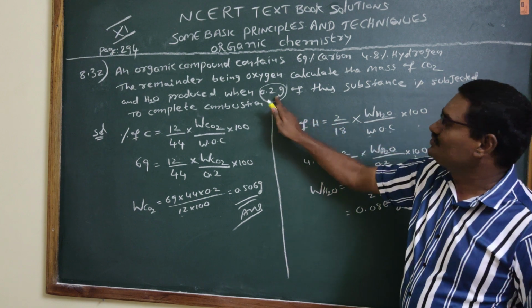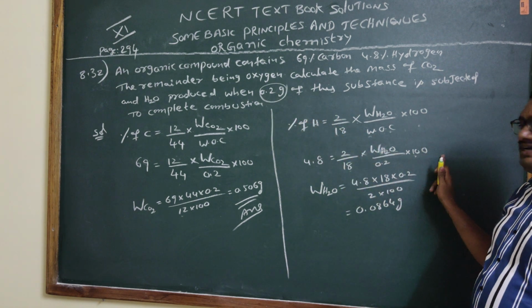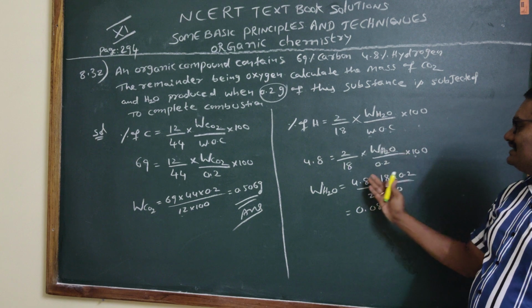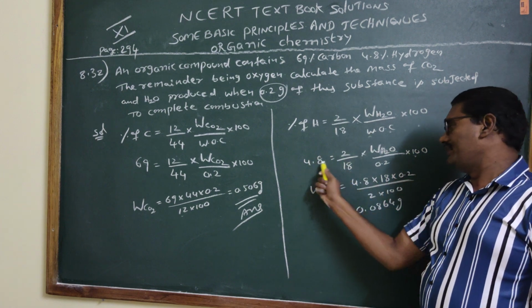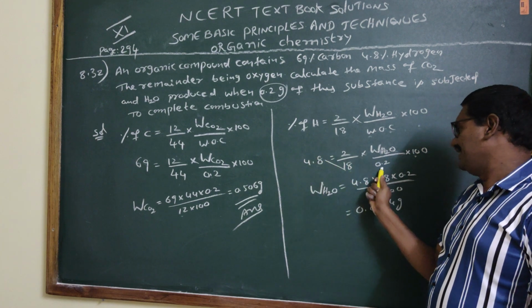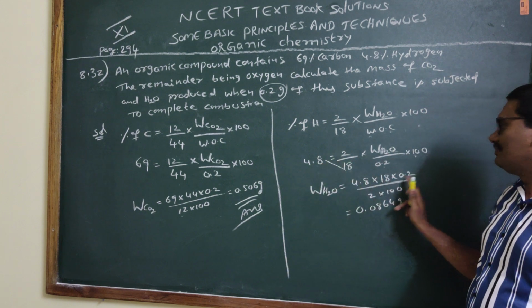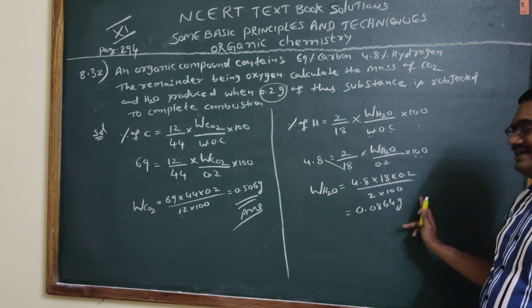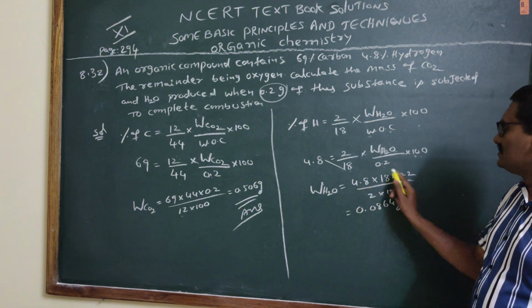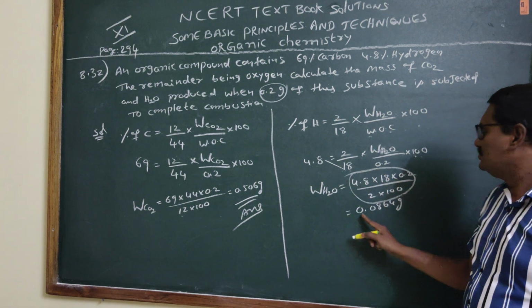So WOC is 0.2, into 100. Then the weight of water is equal to 4.8 into 18 into 0.2 by 2 into 100. So the total value is 0.0864 grams.